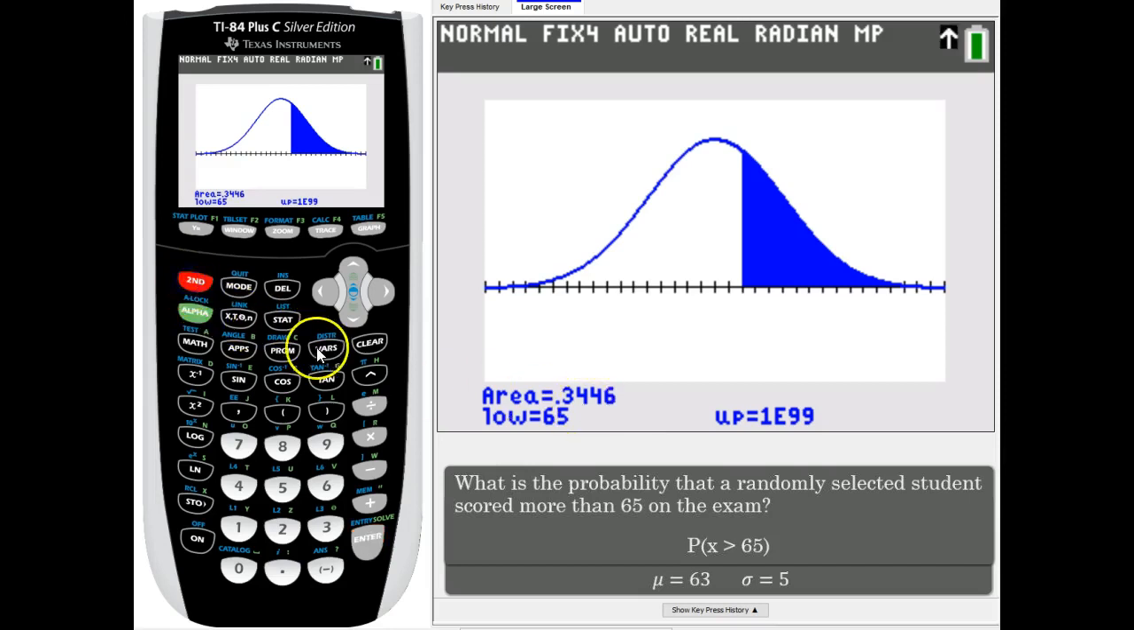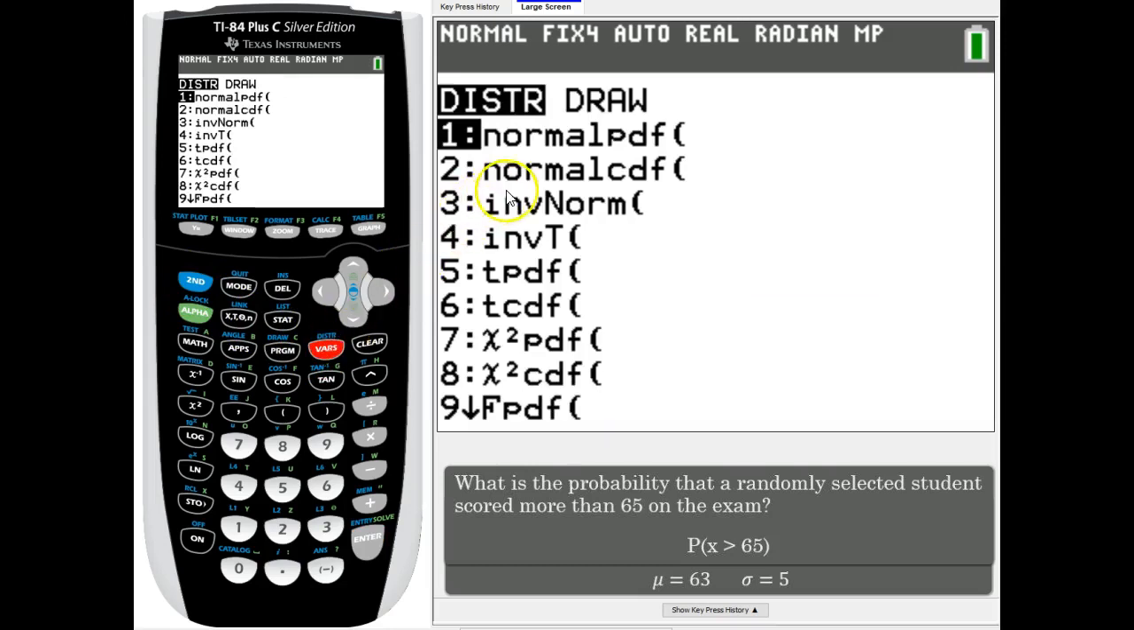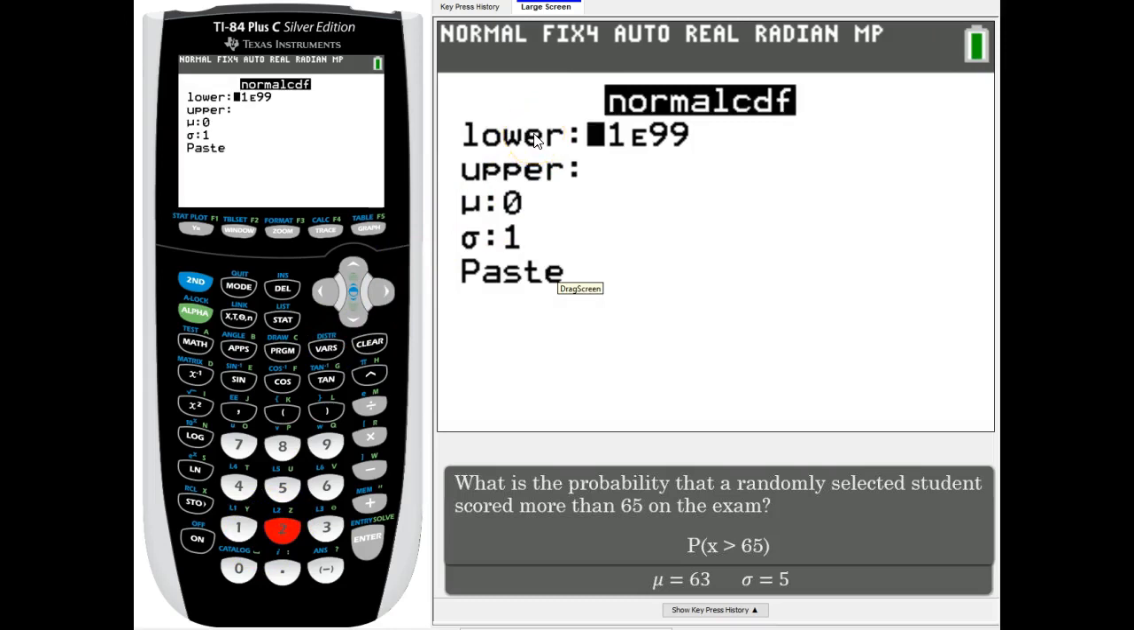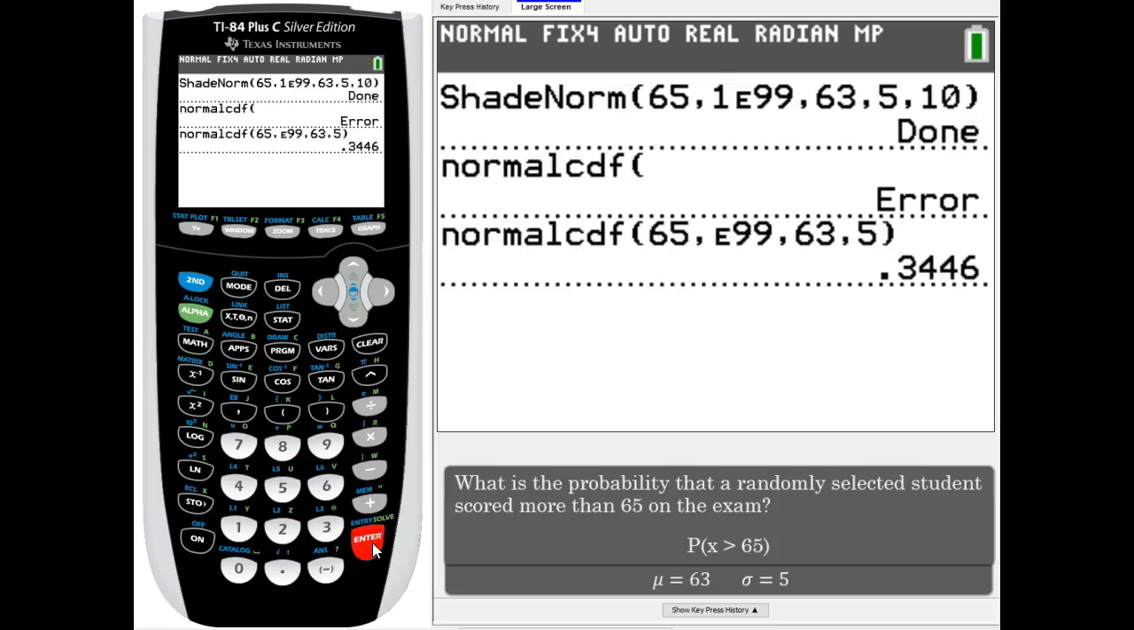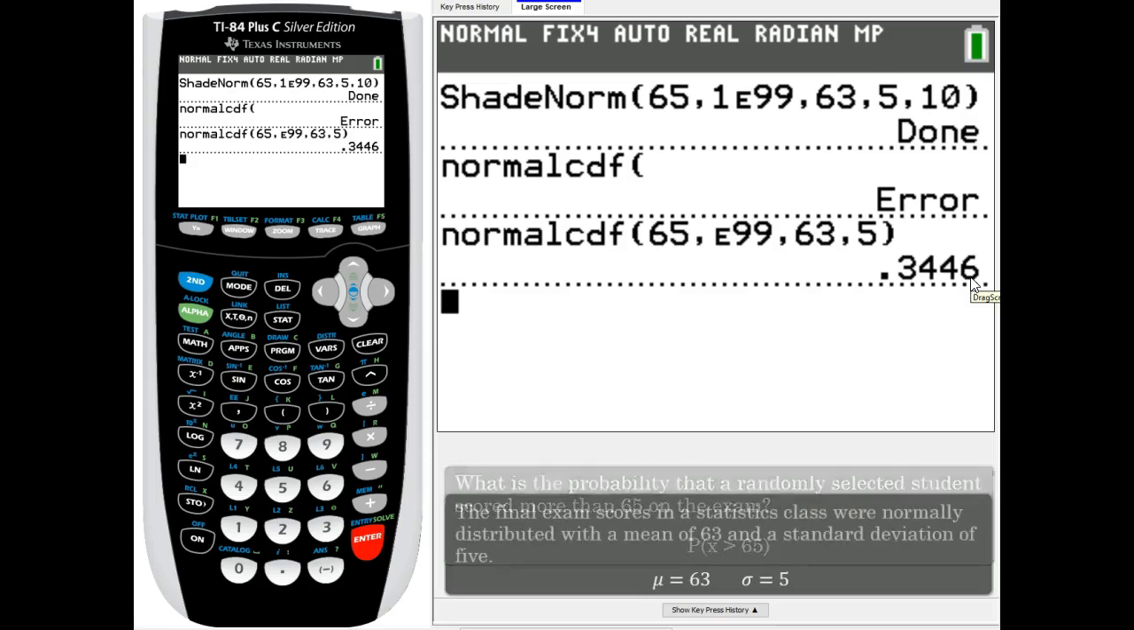Now, if I didn't want to do that graphically and I wanted to do it just mathematically, I could go to second distribution and go to my normal CDF. My lower boundary is 65. My upper boundary is that very big number, so I'm just going to do second EE 99. And my mean is 63. My sigma is 5. And this will just calculate it. It won't graph it, it will calculate it. So 0.3446, which is exactly what our shaded region gave us, except it gave us a pretty picture as well.